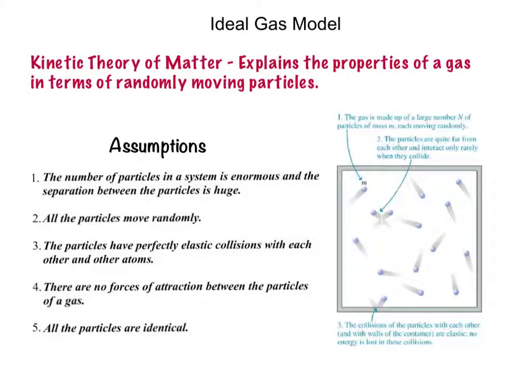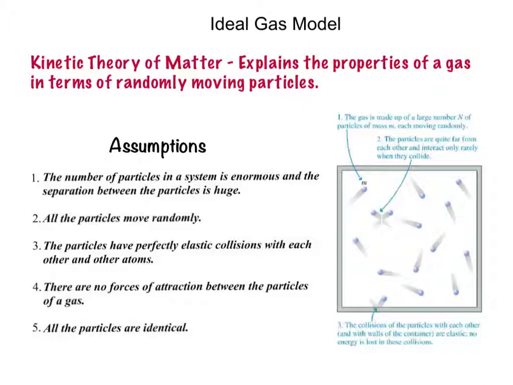We've been using the kinetic theory of matter to explain thermal energy and the transfer of heat from one system to another. So kinetic theory is the explanation of properties of a gas in terms of randomly moving particles. The kinetic theory can be used for all states of matter, solids, liquids, or gases, but we're going to concentrate here on gases. This leads to the theory often being called the ideal gas model. And these are the assumptions for that theory.